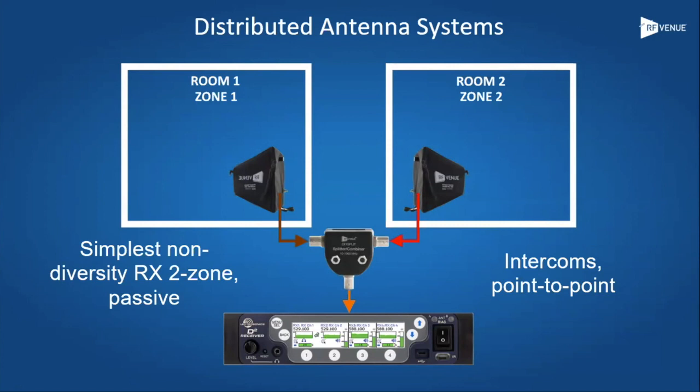You wouldn't use this non-diversity setup for receiving mobile transmitter applications like microphones, because diversity systems are more reliable. They're designed for that function. But setups like this are often used with intercoms where they're not diversity, and they can work for static point-to-point links if you're doing stuff like that.